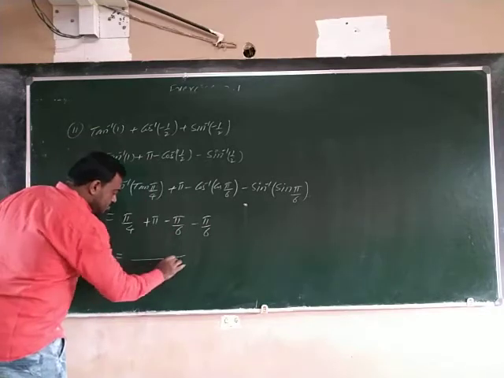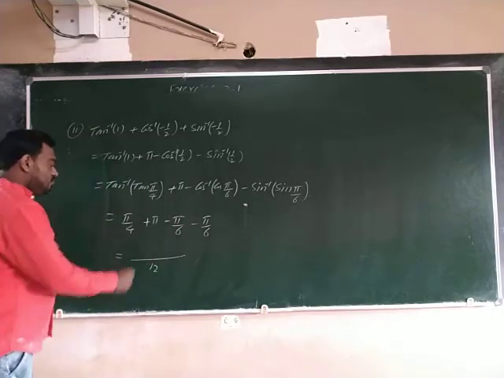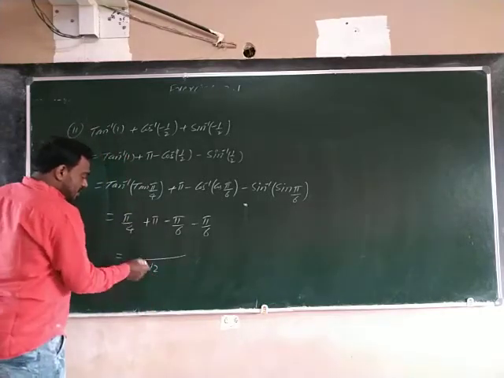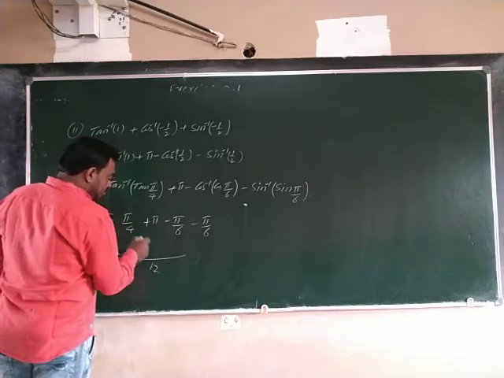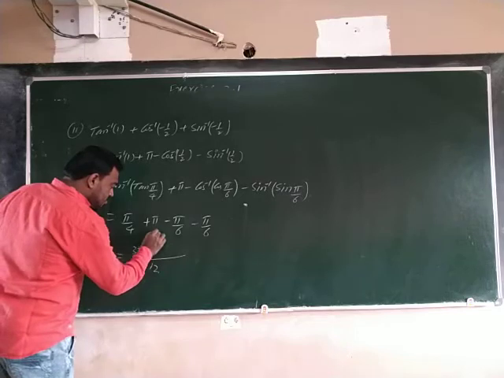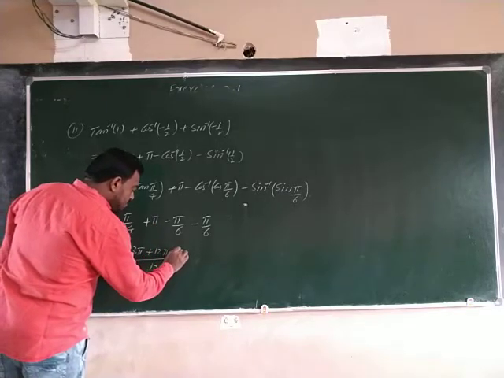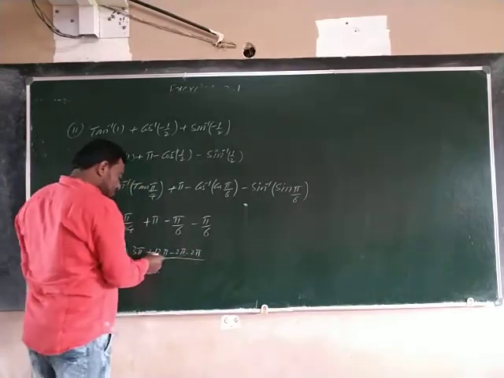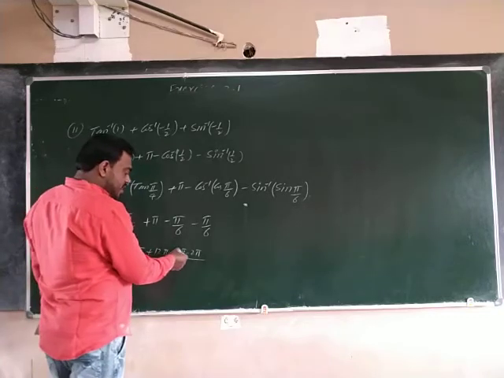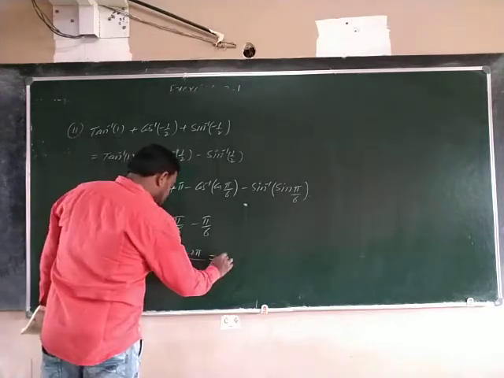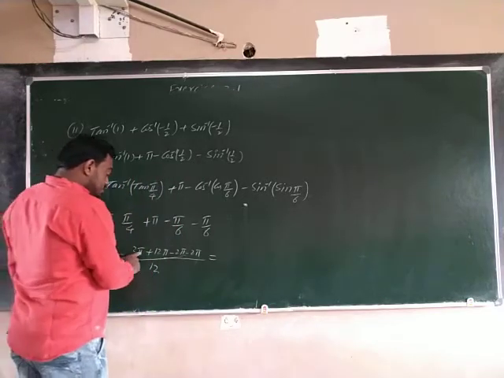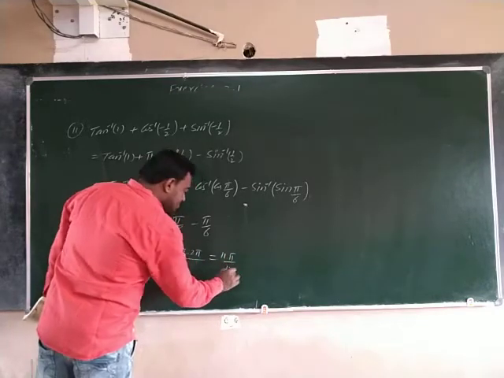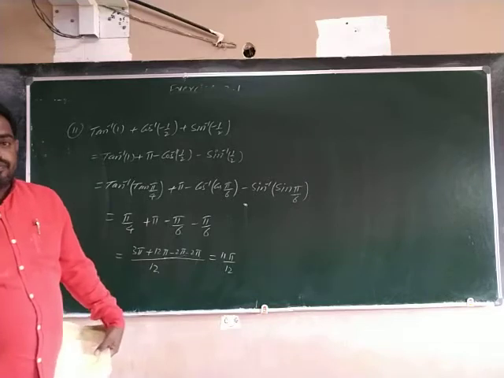Now what is the LCM? For 4, 6, 6, 12 is the LCM. Next, 12 in the 4 table, 3 times, so 3 pi. Next 12 pi. Next minus 2 pi. Total now 3 pi plus 12 pi, 3 plus 12 is 15, 15 minus 4, correct? 15 minus 4 is 11. 11 pi by 12 is the answer.